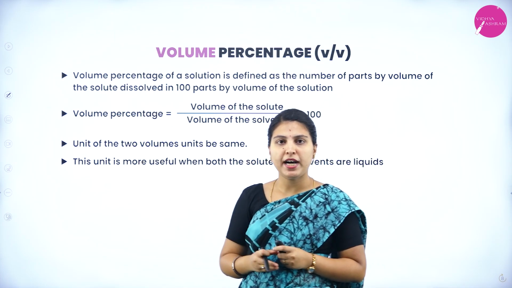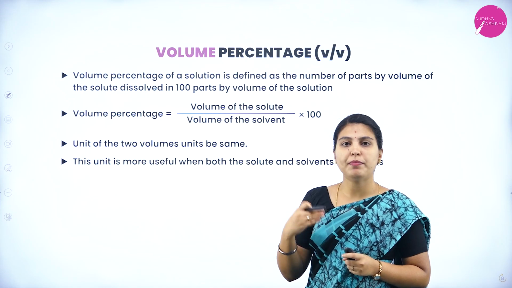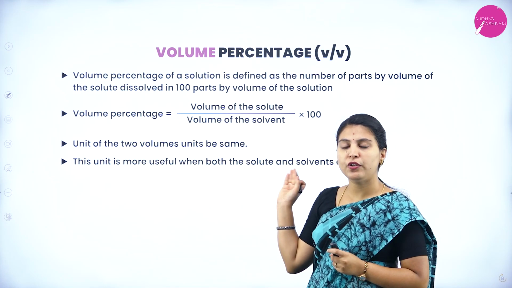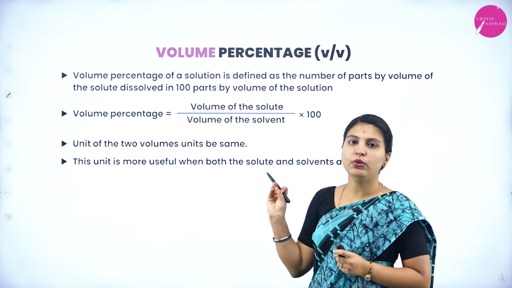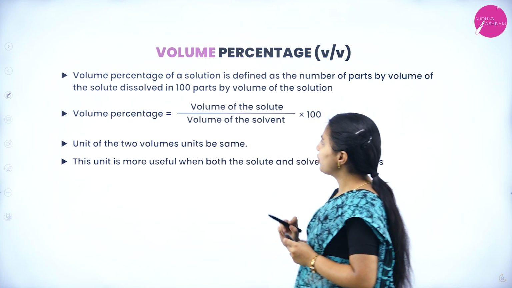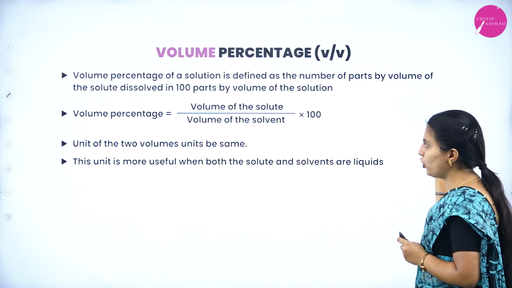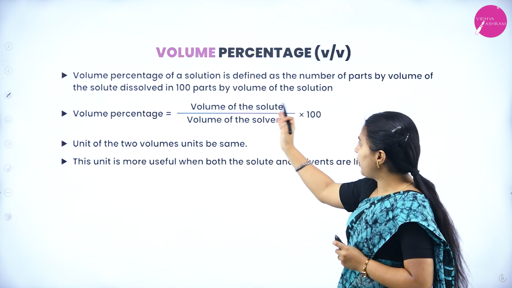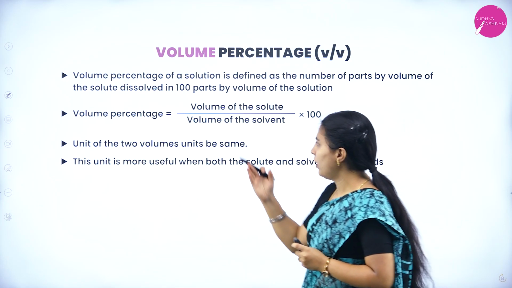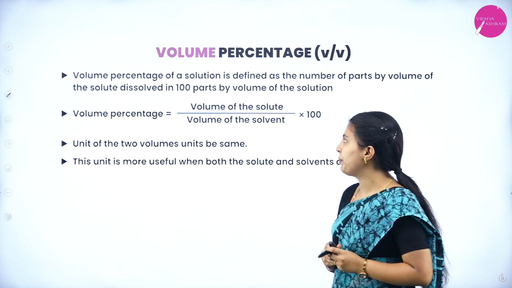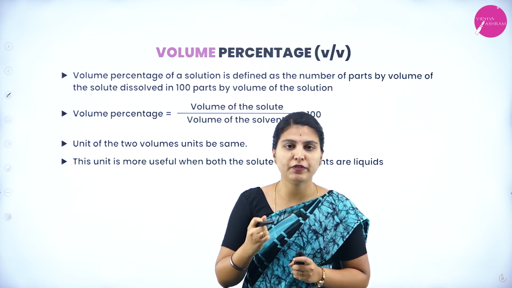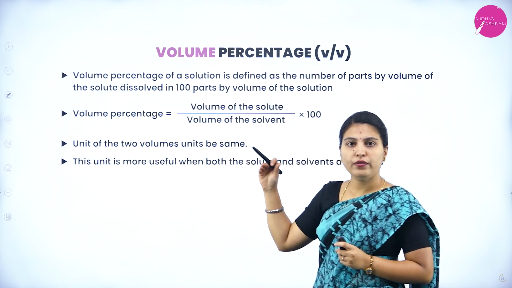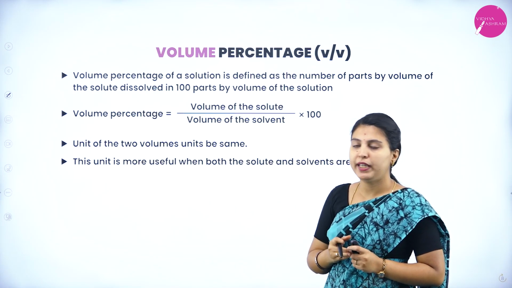Next, volume percentage. It is similar to mass percentage only. There we were finding out mass of the solute divided by mass of solution into 100. Here same thing, volume of solute divided by volume of solution into 100, because volume percentage of a solution is defined as the number of parts by volume of solute dissolved in 100 parts by volume of the solution. So your formula will be volume percentage equivalent to volume of solute divided by volume of solution into 100. And here also the units of volume of solute and volume of solution should be same.